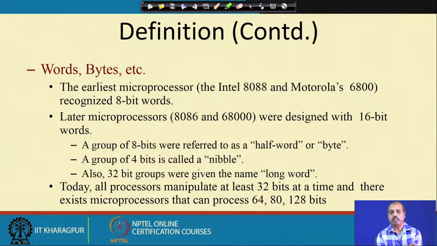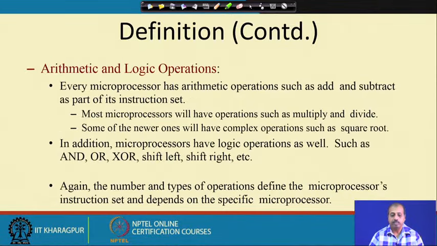Word size can be 32, 64, even 256 bits is also common. It may be divided into smaller parts. A group of 8 bits is called a byte, a group of 4 bits is called a nibble. Similarly, a 32-bit group is often called a long word. Most of the processors that we have today manipulate at least 32 bits at a time, and there exist microprocessors that can handle 64, 80 or 128 bits at a time. So the word size is much larger, and it can handle more bits together.